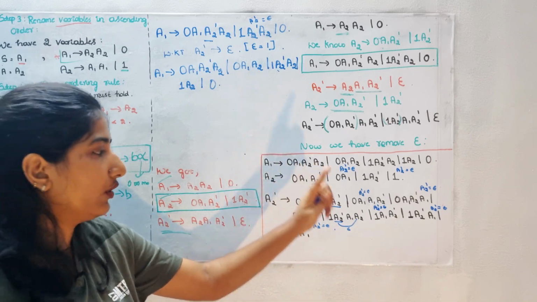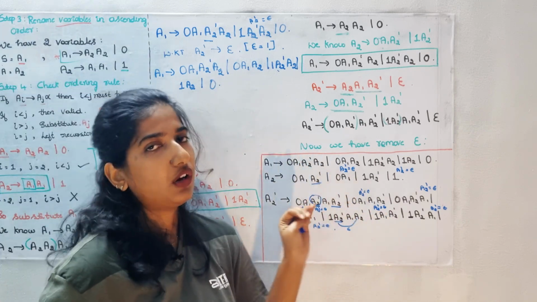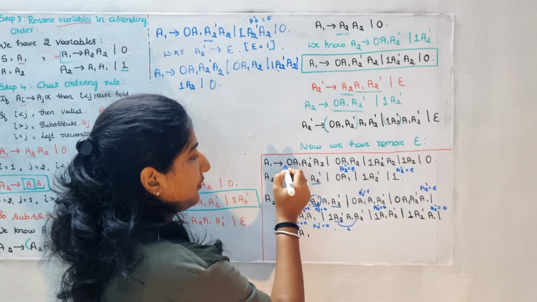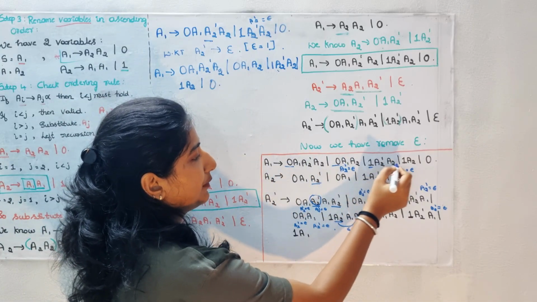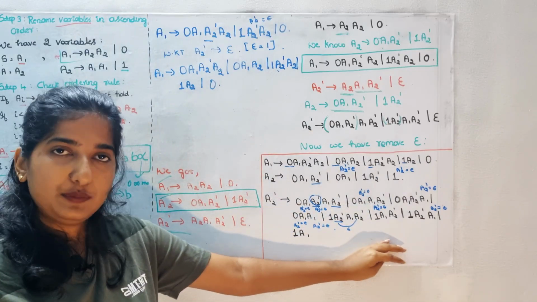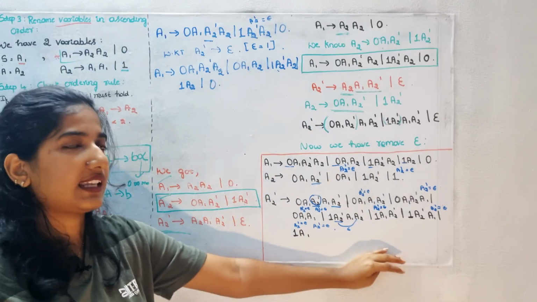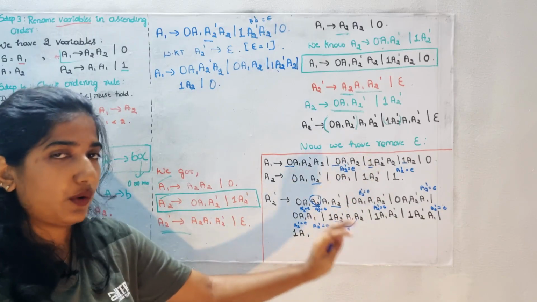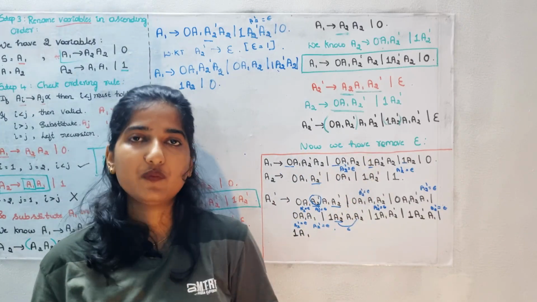Now check whether all of these are in GNF or not. So here first terminal, terminal, terminal, terminal, terminal. In all the cases starting we have terminal only. So this is a valid GNF. This is how we convert CFG to GNF.